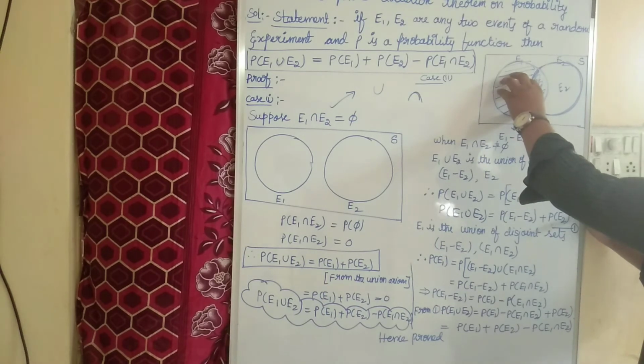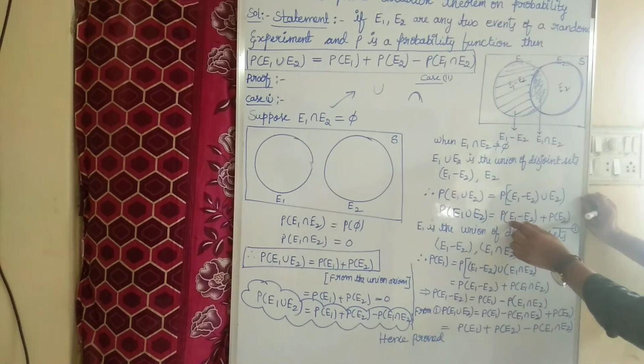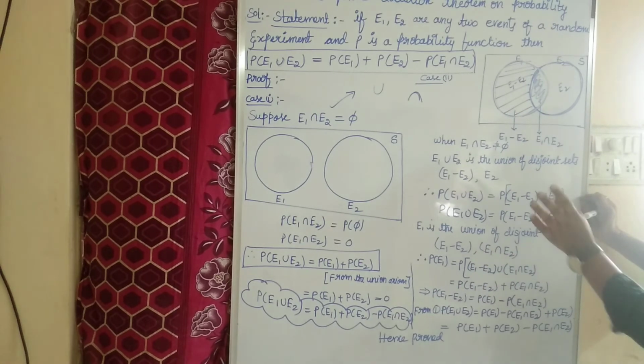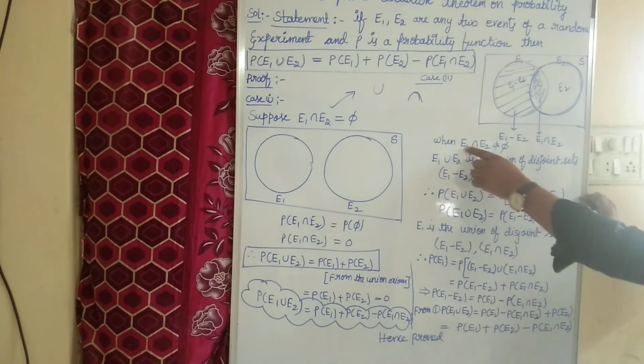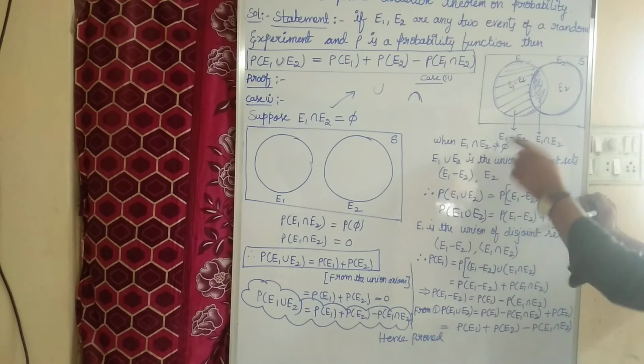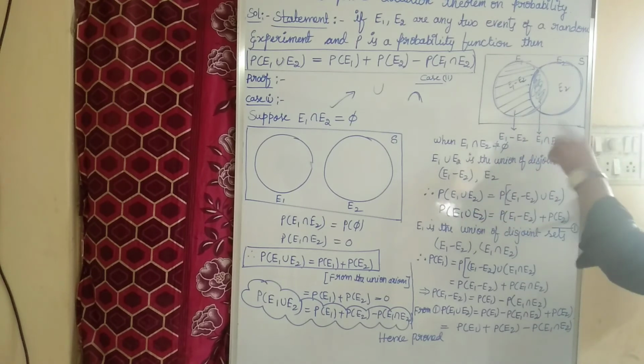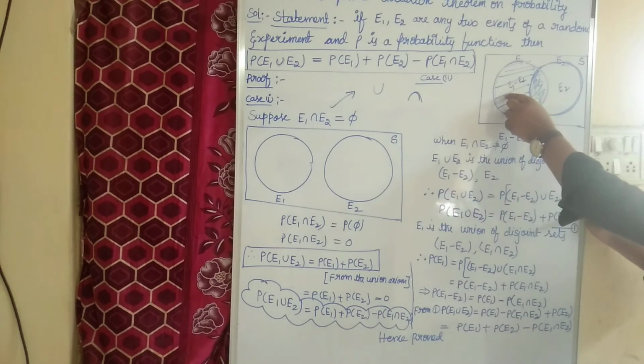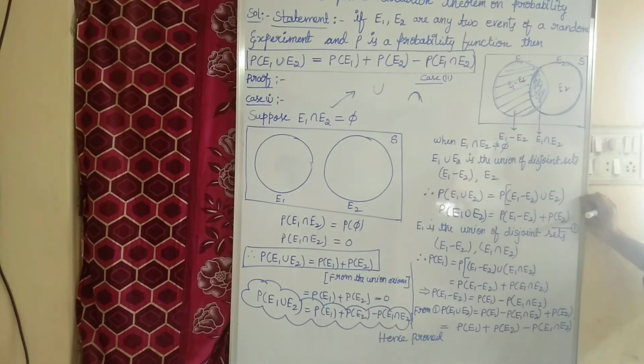E1 minus E2 plus E2. That's what you have to remember. Because E1 intersection E2 is phi, E1 union E2 is the union of disjoint sets E1 minus E2 and E2. That we have written as equation number 1.